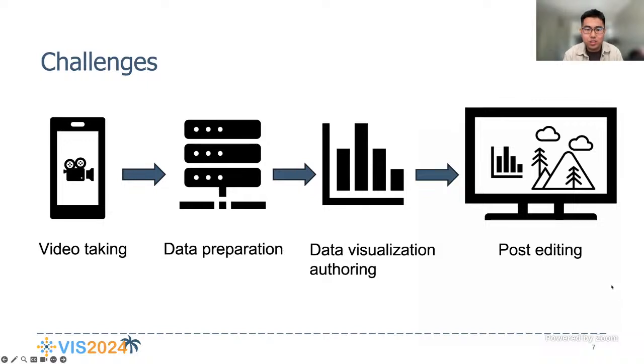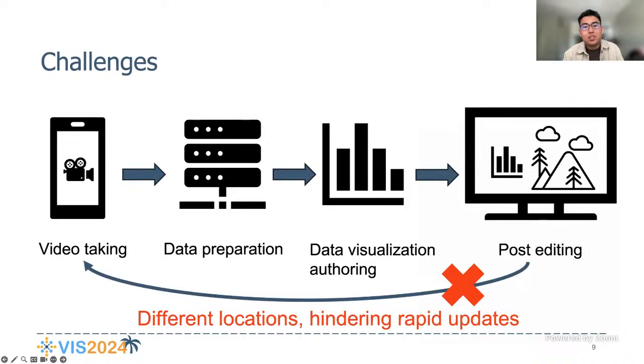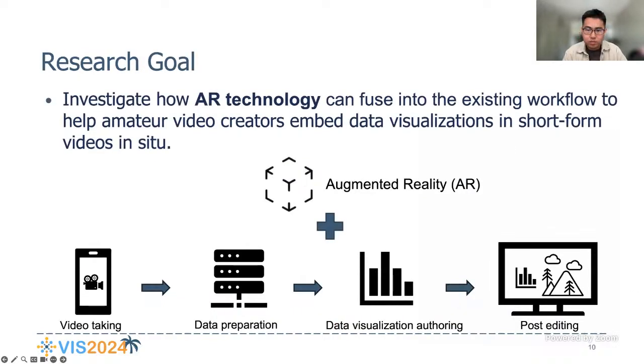There are two main challenges. First, the authoring environment is limited to desktop only, which means that we cannot do the authoring in situ, in the place where we take the video. And second, if the video did not have a good shooting angle, or after adding the data visualization there's some overlapping, it's very hard to go back to the place to take the video again or fine-tune the visualizations at that moment. Therefore, we want to build a mobile AR authoring tool to help people embed data visualization in short-form videos in situ.